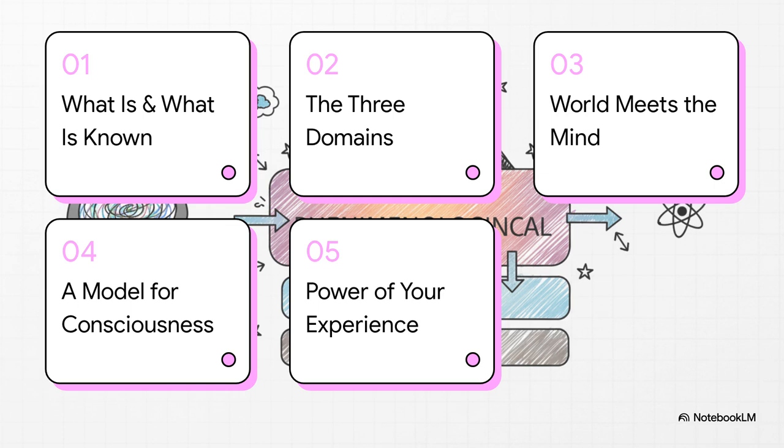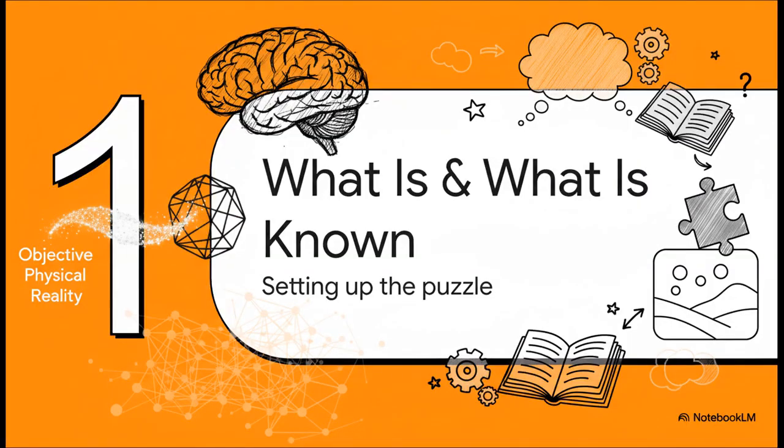So here's how we're going to break this all down. First, we'll set up the core puzzle. Then, we'll look at 3 key domains of reality. After that, we'll see how the world and your mind actually meet. We'll build a model to picture it. And finally, we'll talk about why this whole thing really matters to you. Okay, let's dive right in.